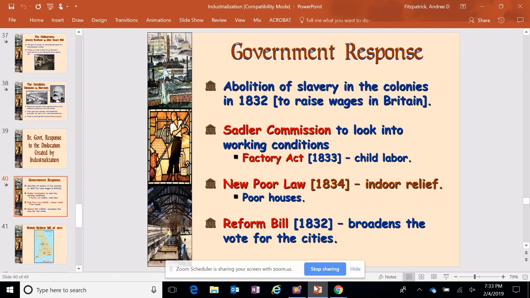And so the Parliament did appoint a commission called the Sadler Commission, who headed the committee, to look at working conditions in the factory. And they did pass a Factory Act in 1833. And they limited the number of hours that children could work based on their age. So under the age of 9, they could work, I think, 8 hours a day. Between 9 and 13 or something, they could work about 14 hours a day. 12 to 14, I'm not 100% sure, but you get the idea.